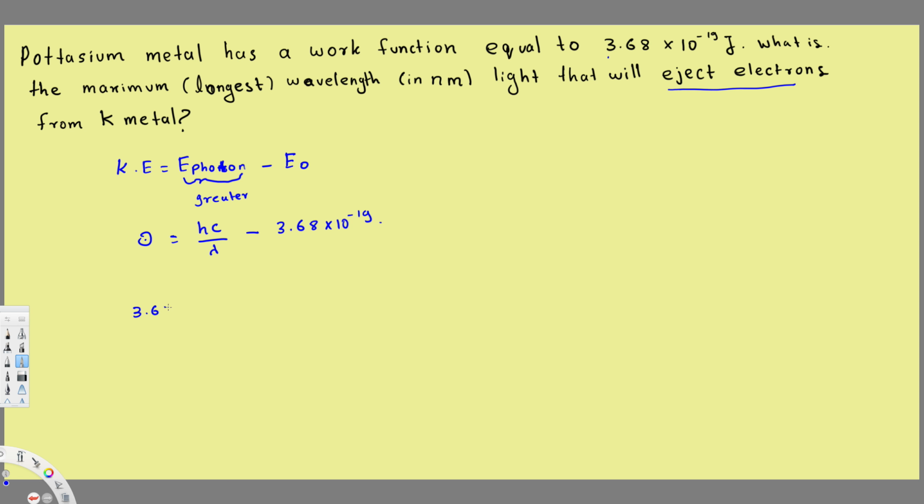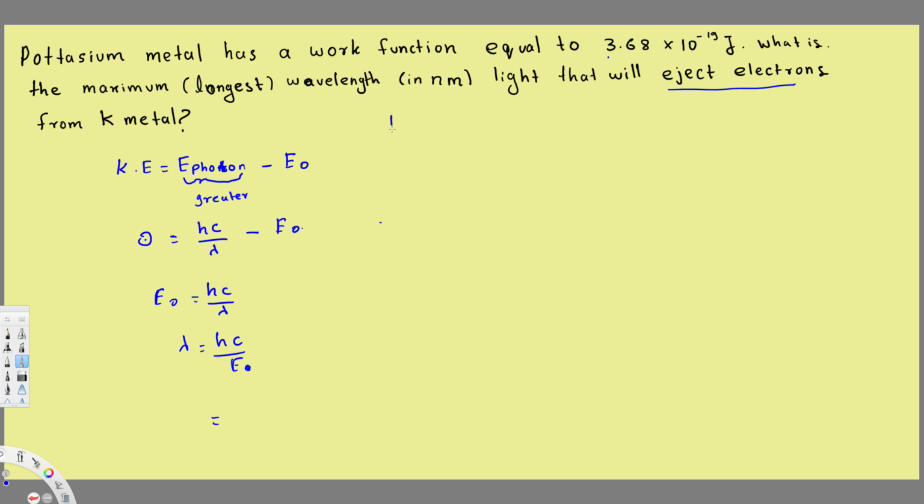Maybe before I do that, I arrange this equation in terms of lambda and then solve it. If I bring this to the other side, E naught is equal to hc over lambda. Now I can find the lambda by using lambda is equal to hc over E naught. Now I have the equation to find the lambda.